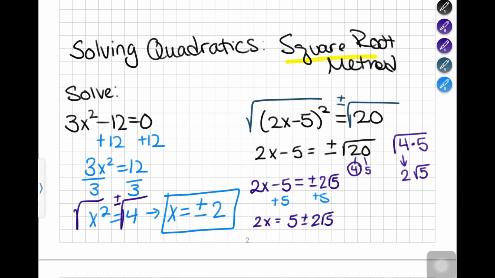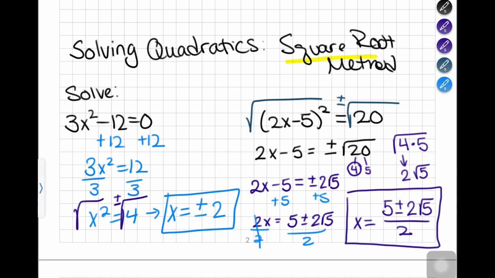And then finally, I'm going to finish by dividing both sides by 2. And that's my final answer. x is 5 plus or minus 2 root 5 over 2. I can't really simplify this any further, so I'm just going to leave it like that. Again, if I wanted a decimal approximation, I could put that into a calculator.